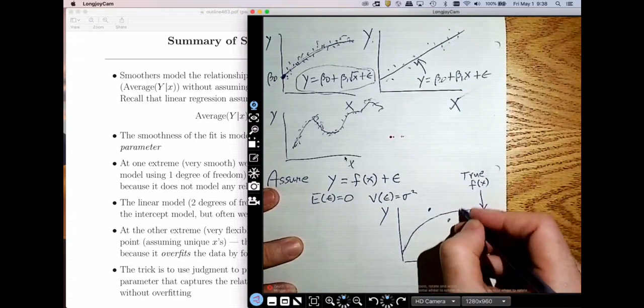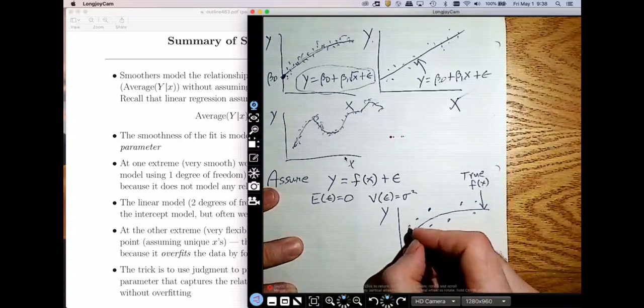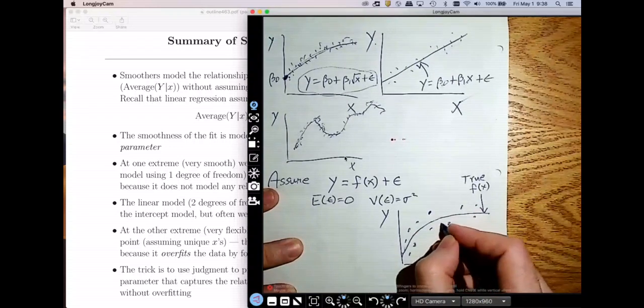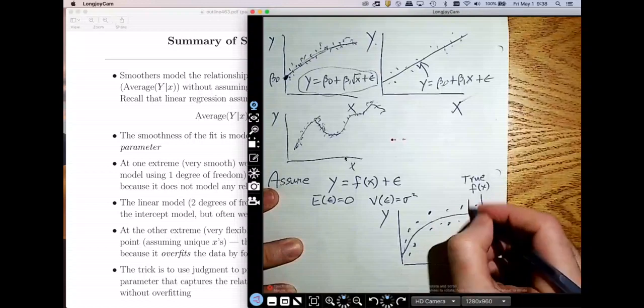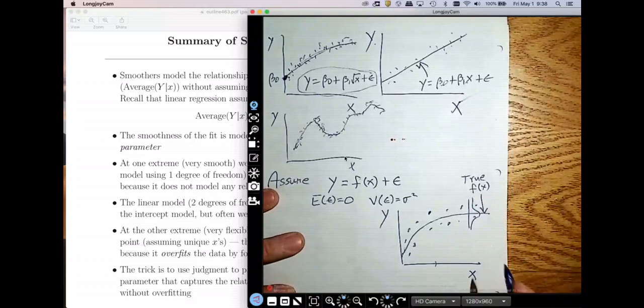Okay, my error is going to be down here. And so maybe my data looks something like this. Keep your errors at a constant spread. And so what I have in mind here is, let's say, a normal distribution, if we assume normality.